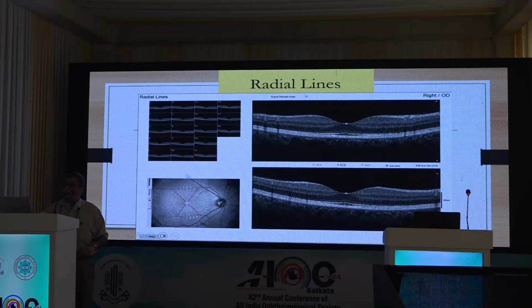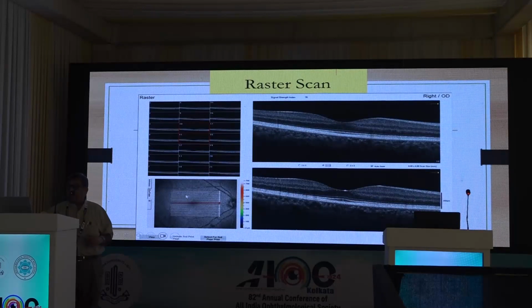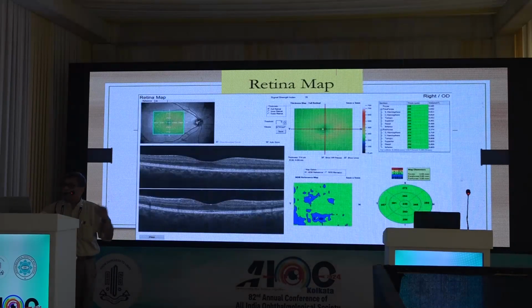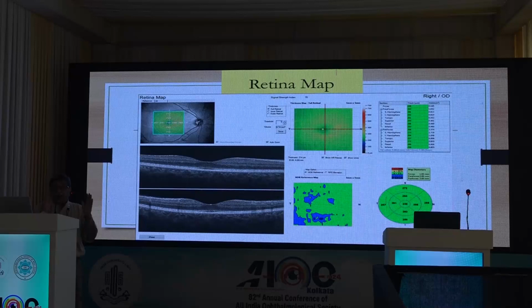So I know what's happening in the entire area. And then to make sure I don't miss anything, I do a raster scan, which takes these horizontal lines. They can also be made vertical, you can turn the orientation, but every small distance is covered and you can see what is happening in the entire retina. Finally, you do a retinal mapping so that you shouldn't miss some area in the middle.